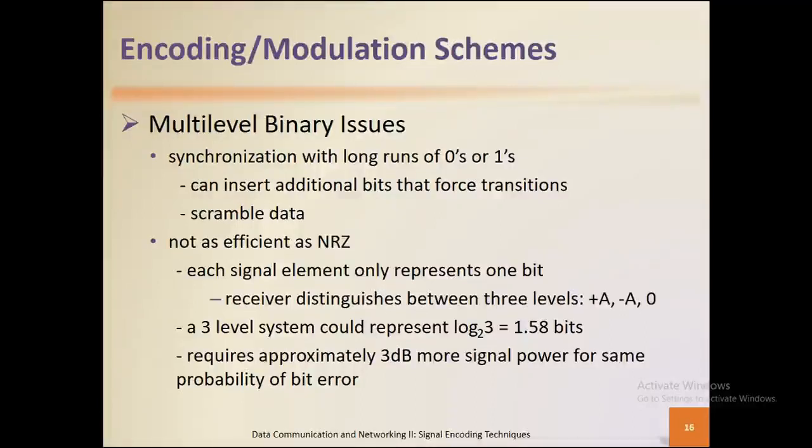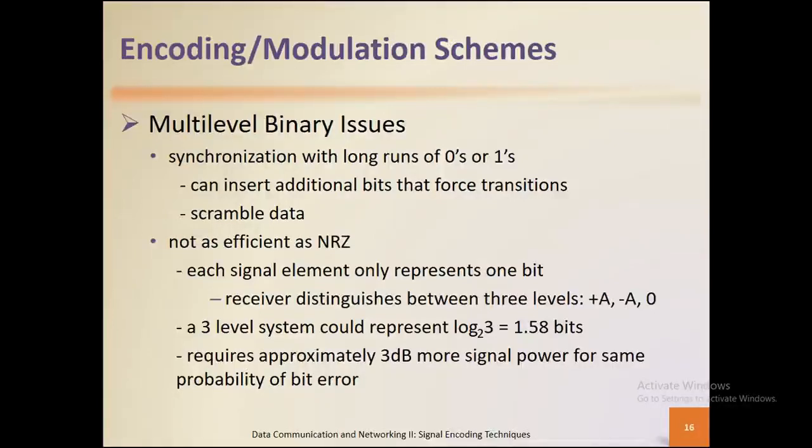When it comes to some of the issues that you might encounter, just about every encoding technique has got some issues here and there, and the multi-level binary is not an exception. Some of the issues that usually come up with the multi-level binary technique is that synchronization with long runs of zeros and ones can be very impeding to the signal interpretation.